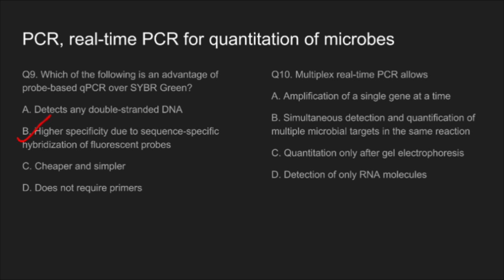Multiplex real-time PCR allows A, amplification of a single gene at a time, B, simultaneous detection and quantification of multiple microbial targets in the same reaction, C, quantitation only after gel electrophoresis, D, detection of only RNA molecule. So the correct answer for this question is option B, simultaneous detection and quantification of multiple microbial targets in the same reaction. So that was for your PCR.